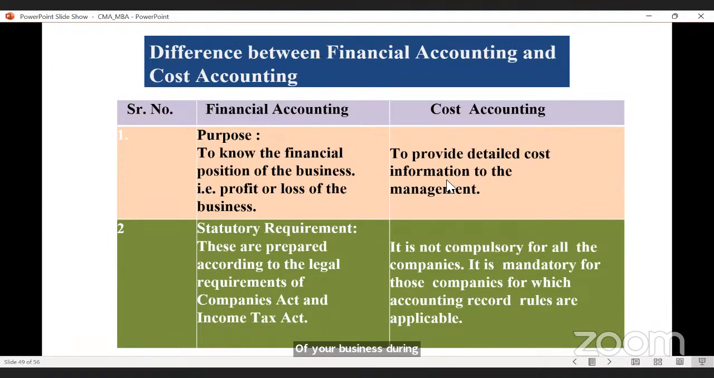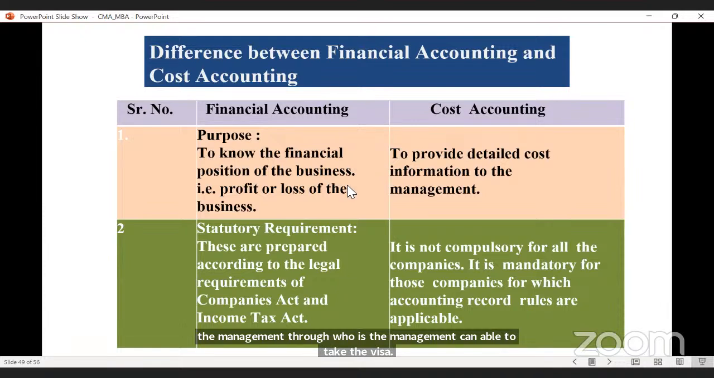But the main objective of cost accounting is to provide detailed cost information to the management. Top management is sitting at the top of the business; they are the decision maker, the policy maker. So they will take the decision. How will they take the decision? Without information, can they take the decision? The answer is no. That's why cost accounting provides detailed information to the management through which the management can take the decision.